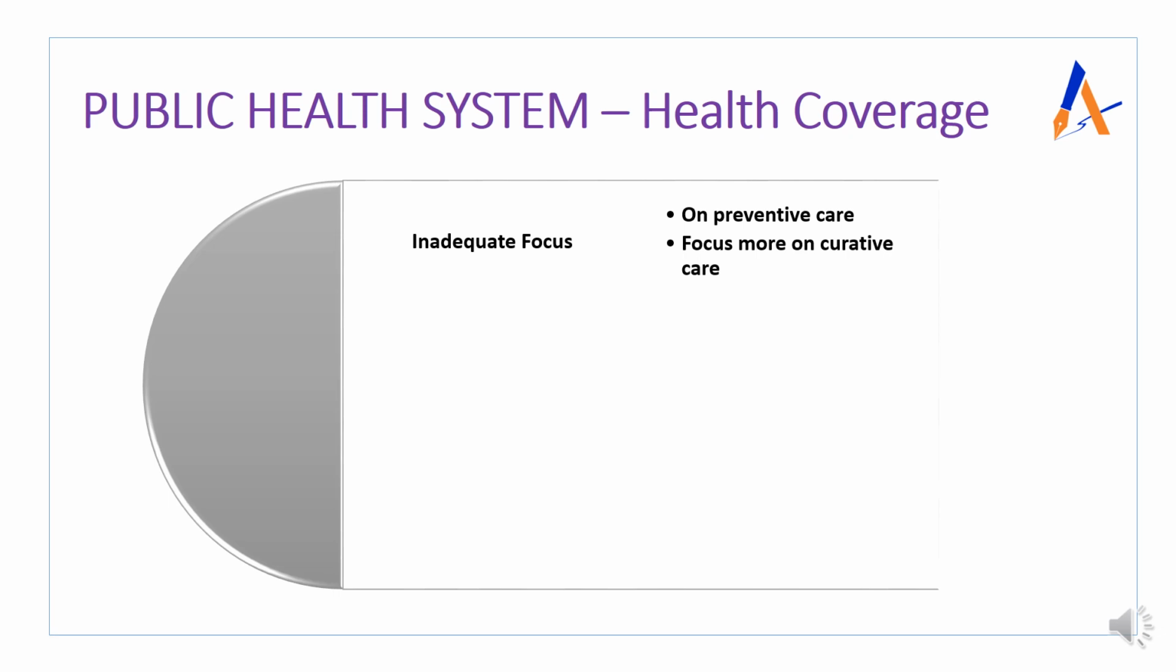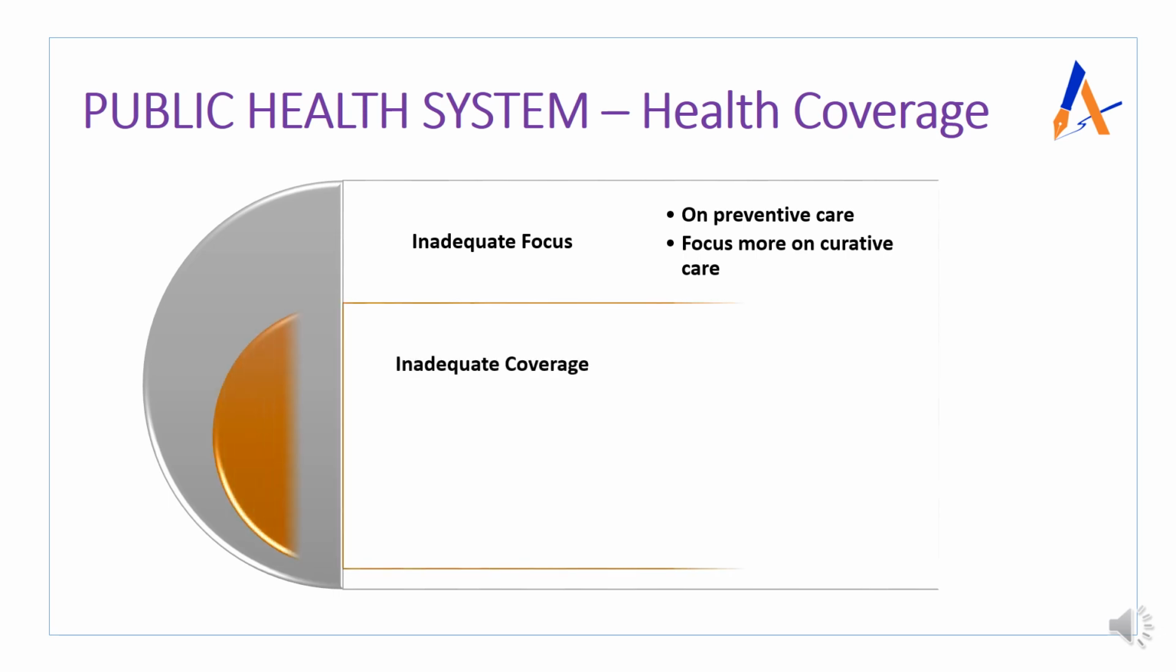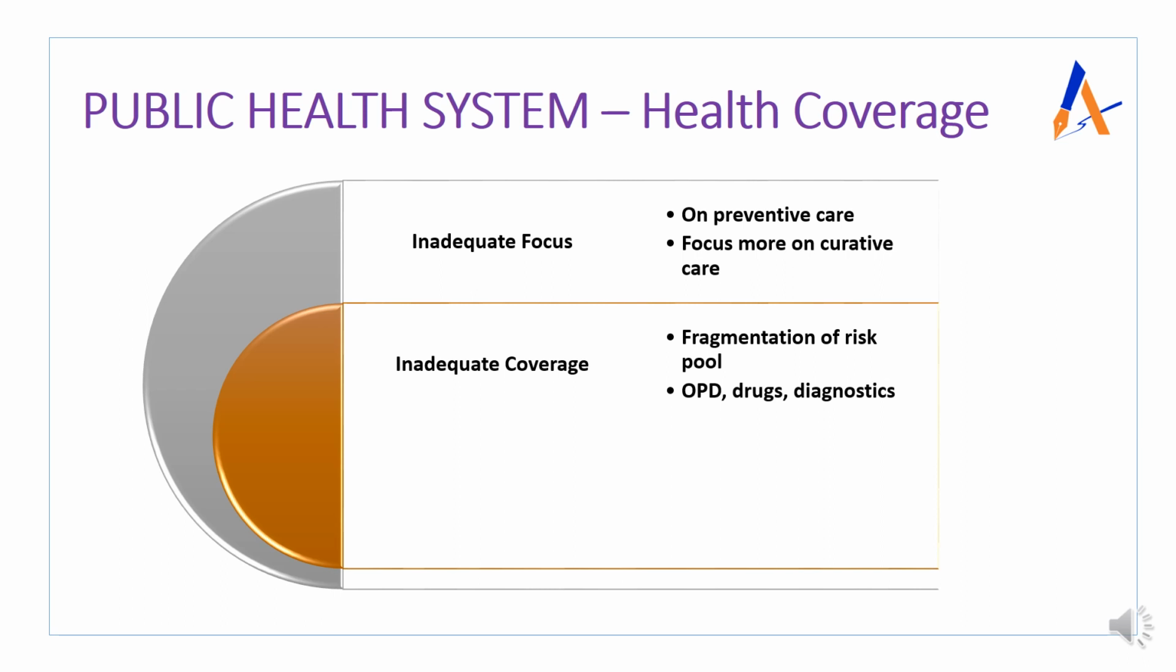So inadequate focus is there with respect to health coverage also, and that is very bad because it is increasing the burden on the secondary and tertiary care. So this is problematic. Also related to inadequate coverage. We know that various government sponsored insurance schemes are there, or we also go for a private insurance scheme, but it is very fragmented with respect to the risk pool. So fragmentation of risk pool is there.